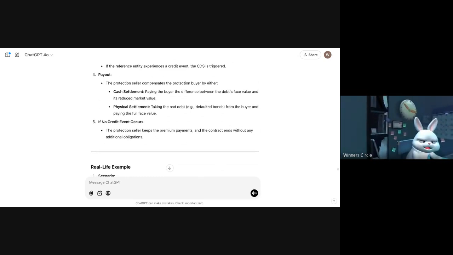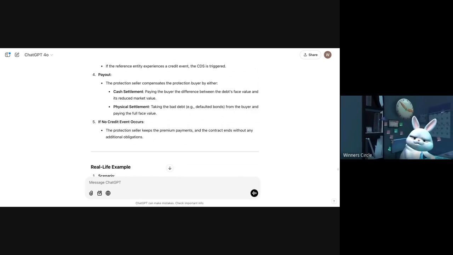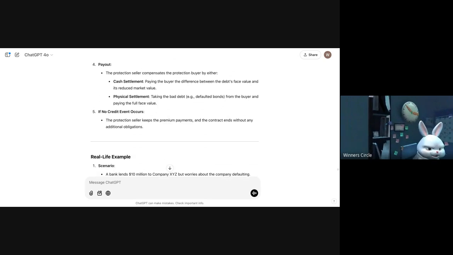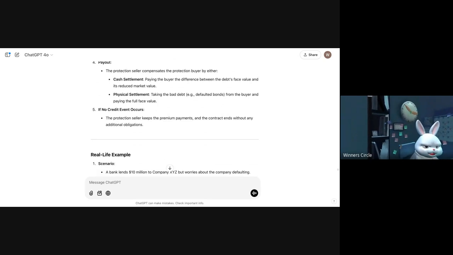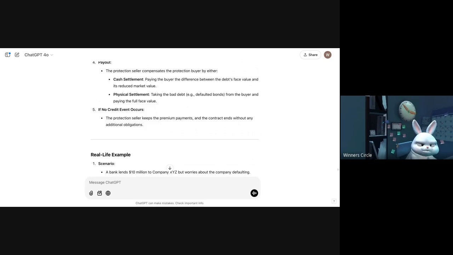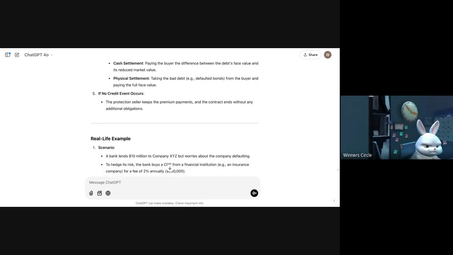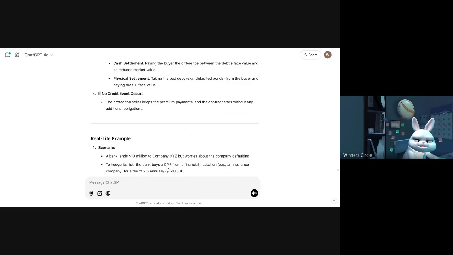Hold on. That's why when people try to say it's fraud, I say it's not fraud. Fraud, you have to prove intent. Misrepresentation, you can just prove it with the evidence. All right, physical settlement. Taking the bad debt, defaulted bonds from the buyer and paying the full face value. If no credit event occurs, the protection seller keeps the premium payments and the contract ends without any additional obligations.